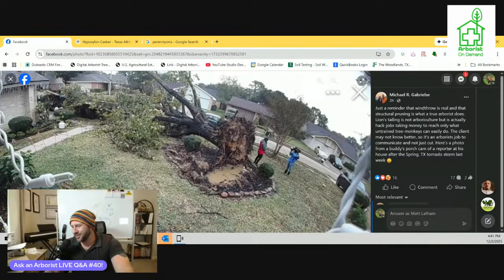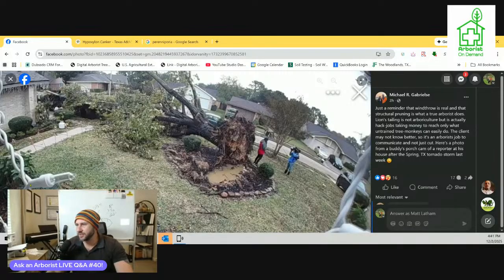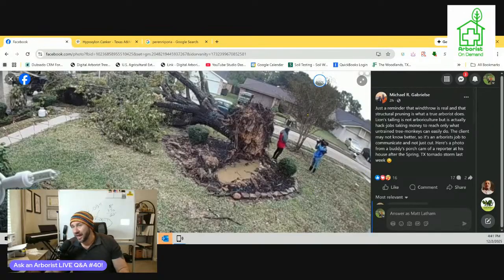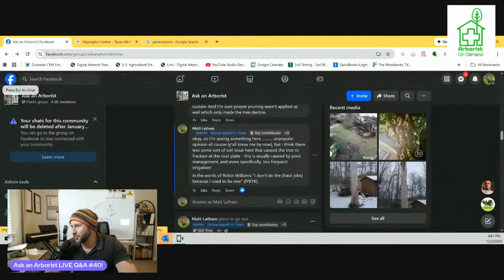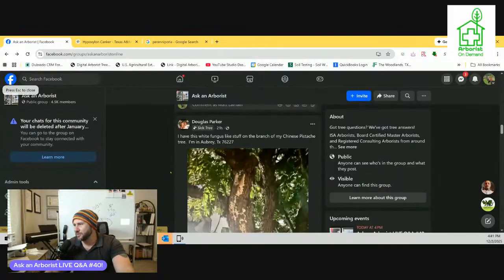We do get tornadoes on a regular basis, but I have had certain trees of mine that actually withstood EF4 tornadoes. And if you do it right, if you structurally prune the tree instead of just pruning it to make it look pretty, then you've got so much better of a chance of the tree surviving big storms like that. So Michael, great post. Thanks for doing that. I'm going to skip over a lot of these for time's sake.